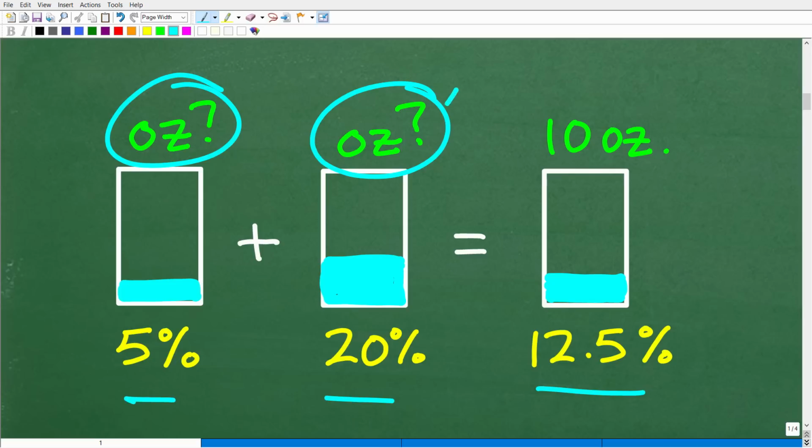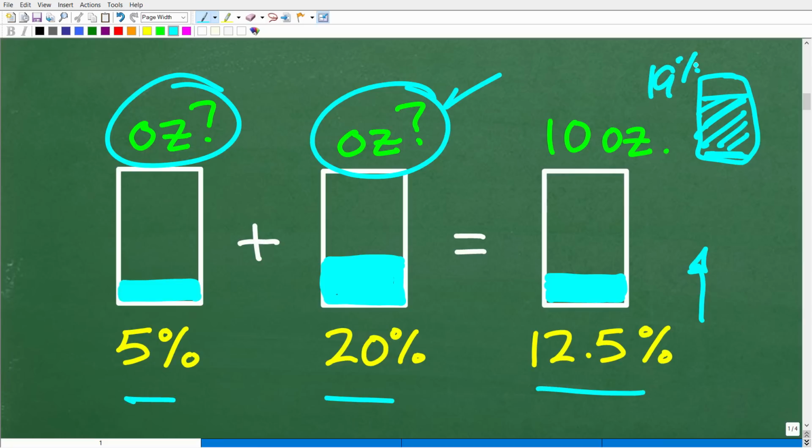Now, if we use too many ounces of the 20%, well, think about it, we're going to dilute down the 5%, and again, if we use too much of this, it's really going to increase the percent of acid, right? That kind of makes sense. So, in other words, if we only put a little bit of the 5% in, and then the majority was the 20%, maybe this mixture would be like 19% acid. So, of course, there is some sort of balance here.